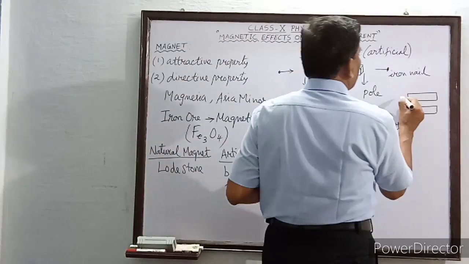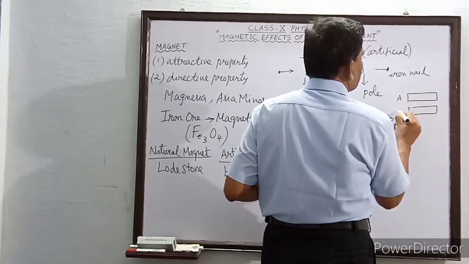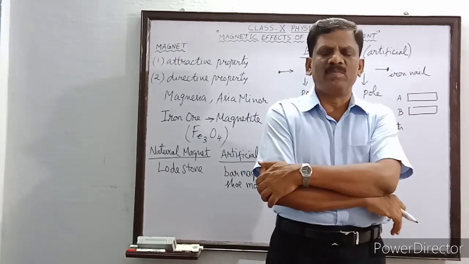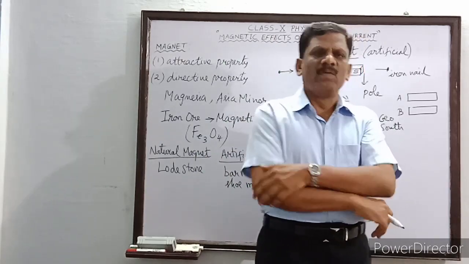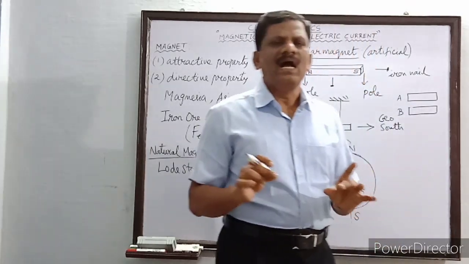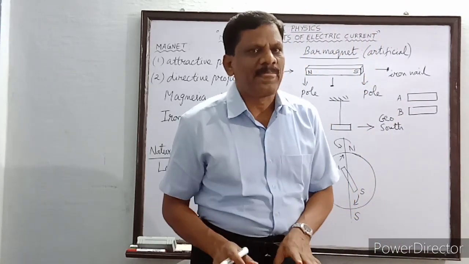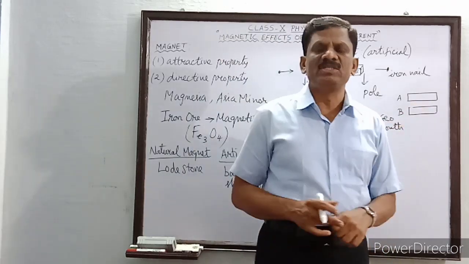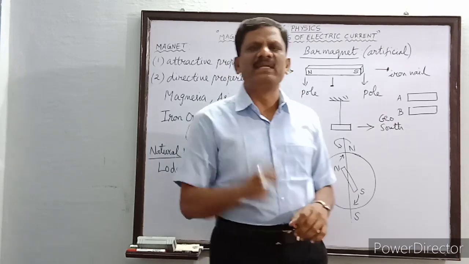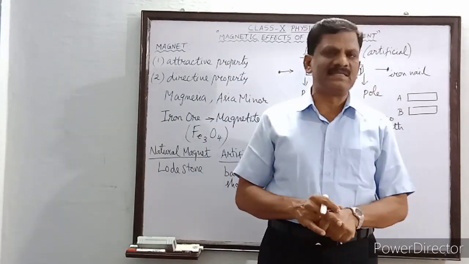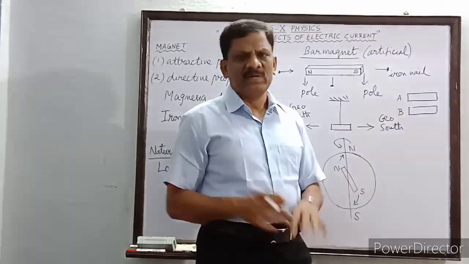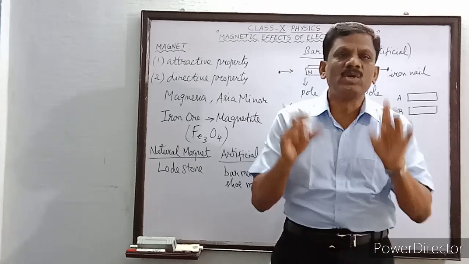So let us take that this is A and this is B. Two materials, both painted red, let us say. Out of A and B, one is a bar magnet and the other one is simply an iron bar, which is not a magnet. I don't know whether A is a magnet or whether B is a magnet. Only two materials are given to us. How to identify?